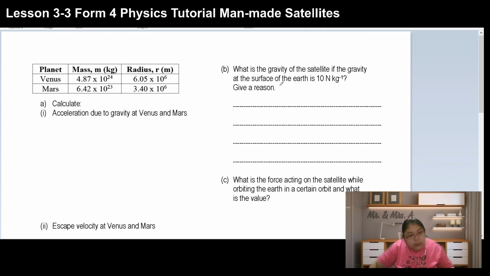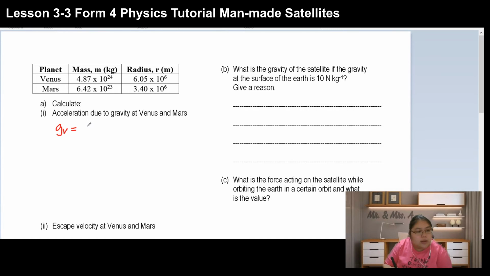Now they ask about the acceleration due to gravity for Venus, and also the mass. So we straightforwardly apply the formula because this one is not a satellite. For a satellite, that means you need to relate it with the h. Now, not a satellite, so we straightforwardly calculate the gravity of Venus. First one, we calculate the gravity for Venus.